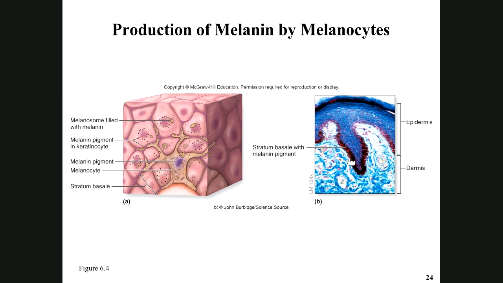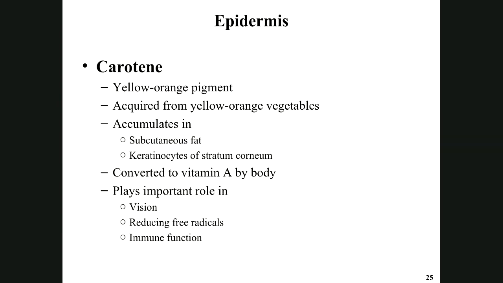The UV radiation can stimulate the melanocyte to make more melanin. So by UV radiation, the color of our skin becomes darker and darker. And the last color which we have in our skin is due to the carotene pigment. It's a yellow-orange pigment, and we can get it from yellow-orange vegetables like carrot and squash.